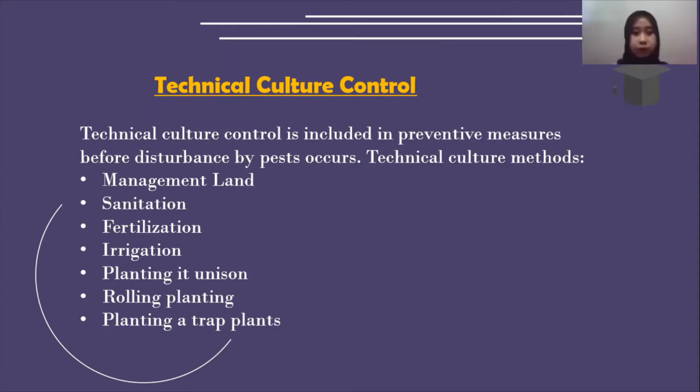Technical culture control. Technical culture control is included in preventive measures before disturbance by pests occurs. Technical culture methods: land management, sanitation, fertilization, irrigation, planting in unison, rolling planting, and planting trap plants.